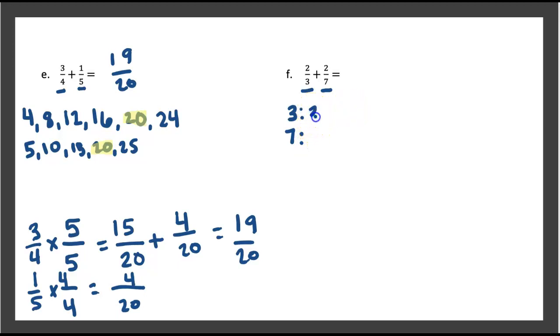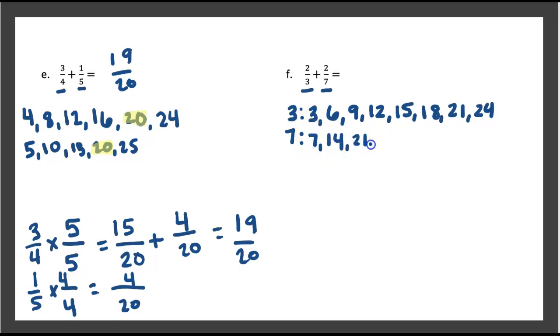So 3 times 1 is 3. 3 times 2 is 6, 3 times 3 is 9, 3 times 4 is 12, 3 times 5 is 15, 3 times 6 is 18, 3 times 7 is 21, 3 times 8 is 24. All right, and I'm going to stop there. Sevens. 7 times 1 is 7. 7 times 2 is 14. 7 times 3 is 21. 7 times 4 is 28. 7 times 5 is 35, and we'll stop there.